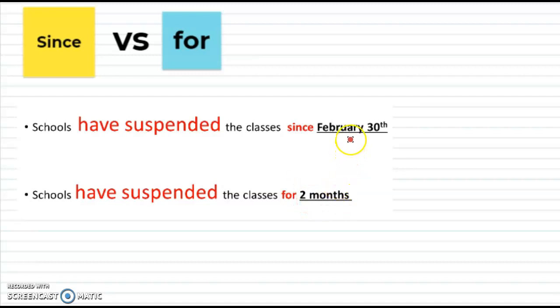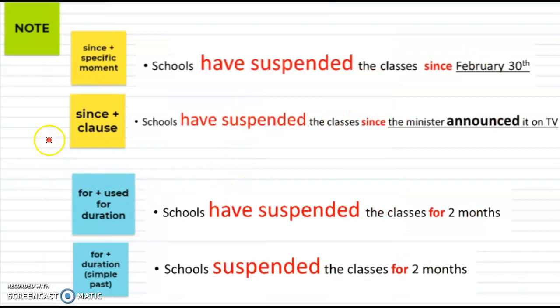Here, look at the difference between February 30th, which is a specific moment. So since February 30th, which is a specific moment, for 2 months, which is the duration. Please note that since can be used either with a specific moment in time or also with a clause. A clause means a part of a sentence, but it has a verb. But it's not the full sentence.